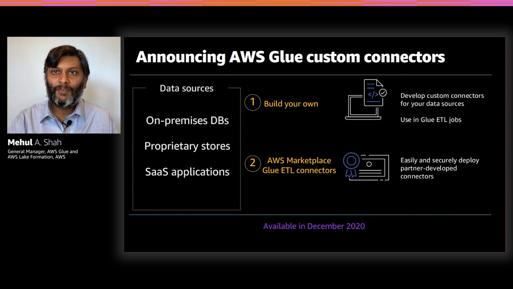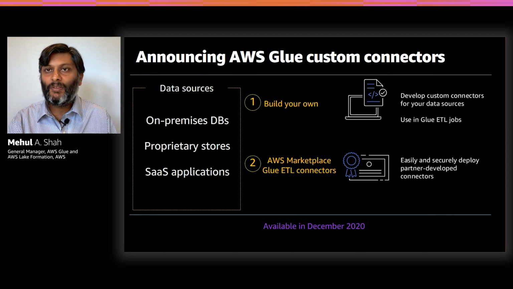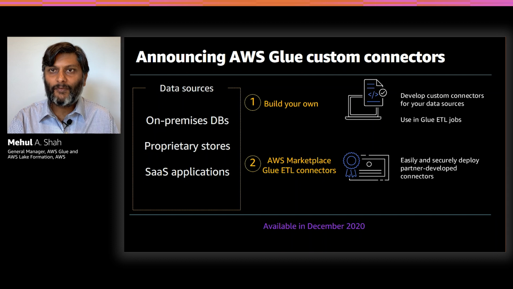All right, now one last thing. I want to introduce a brand new feature. It's going to be available the end of December in 2020, and it's called Glue Custom Connectors. Prior to this, if you wanted to connect to on-premise databases that we didn't have first-class support for, or proprietary stores, or SaaS applications like Salesforce and ServiceNow, you had to be a Spark expert.